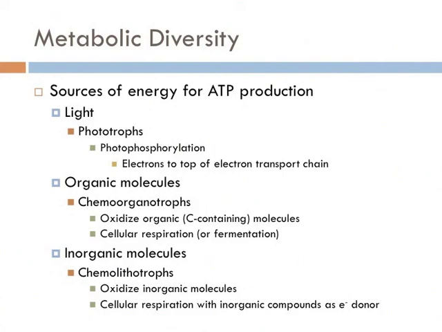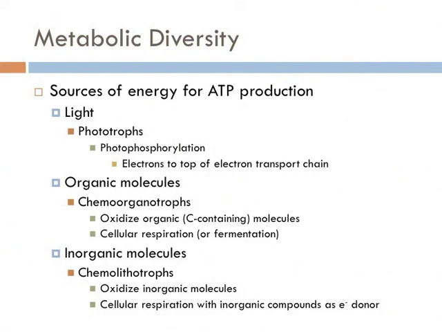Chemoorganotrophs are organisms which oxidize the chemical bonds in organic compounds containing carbon as their energy source. Chemoorganotrophs also attain the carbon molecules that they need for cellular function from these organic compounds. The organic compounds they oxidize include sugars, like glucose, as well as fats and proteins. All animals are chemoheterotrophs, meaning they oxidize chemical compounds as a source of energy and carbon, as are fungi, protozoa, and some bacteria.